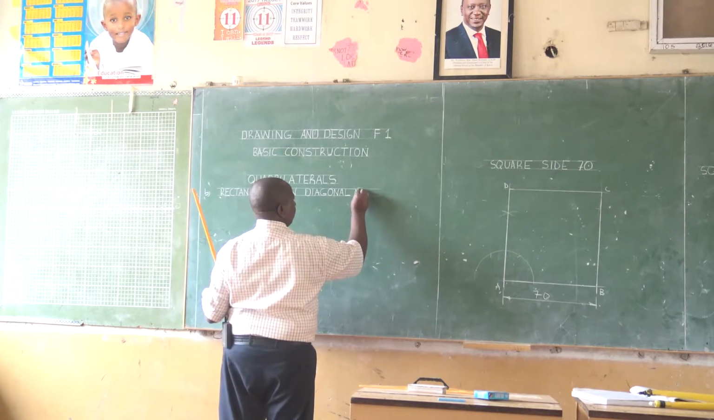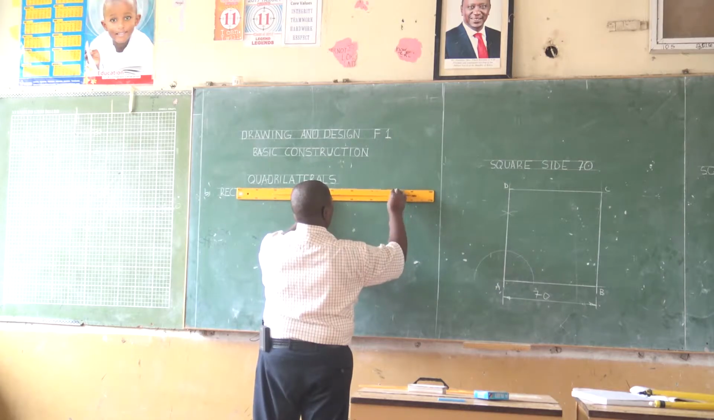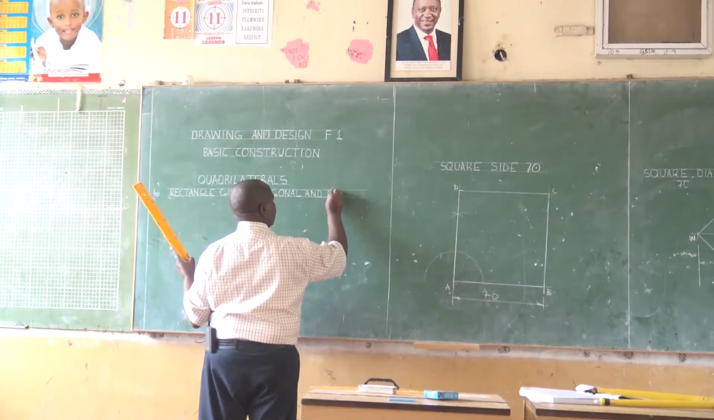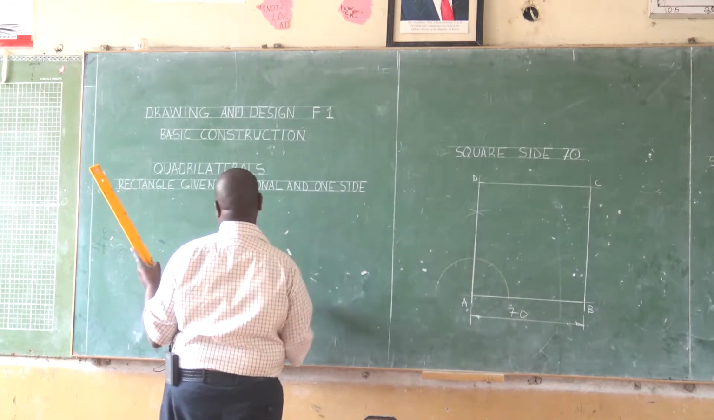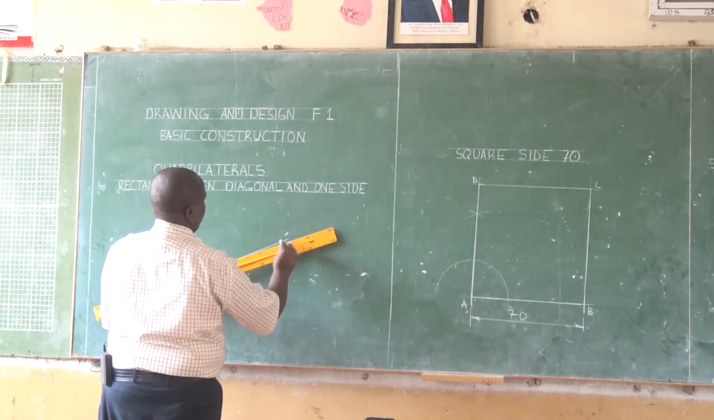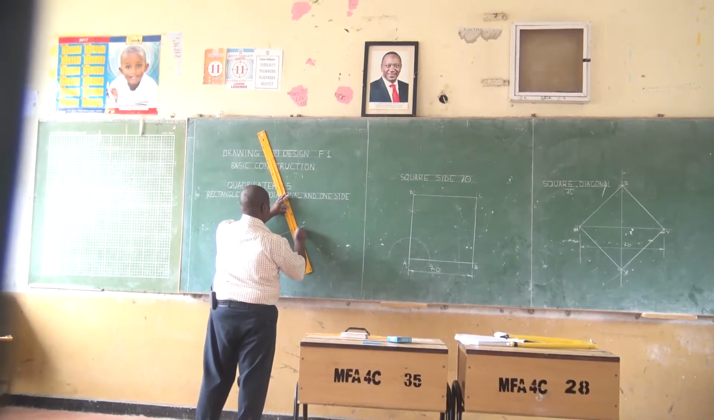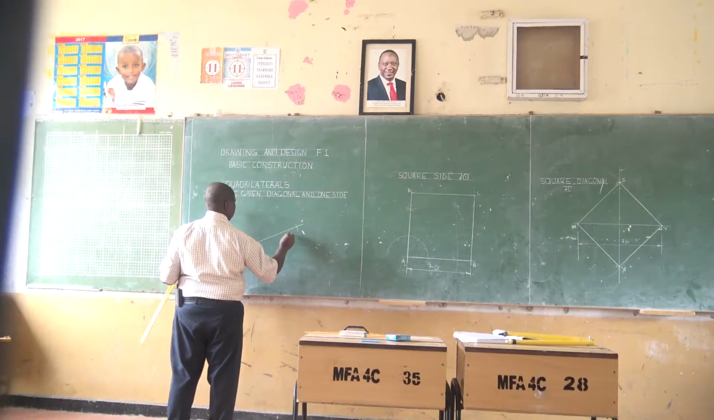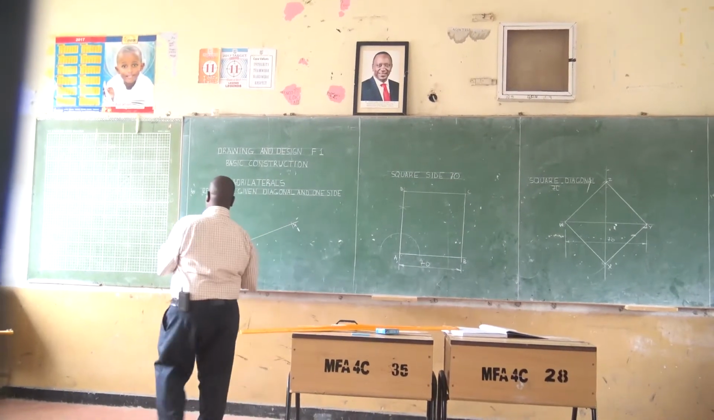Diagonal on one side. So let our diagonal be once again 93 millimeters. We bisect the diagonal.